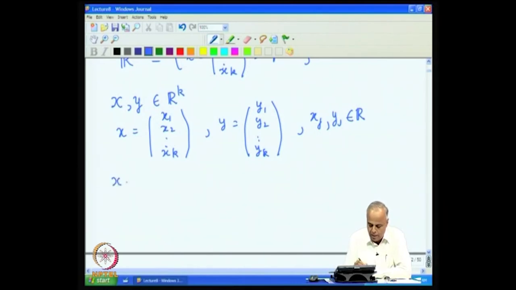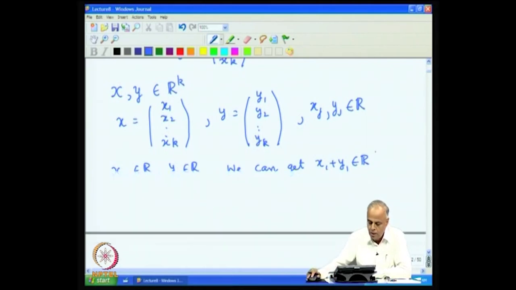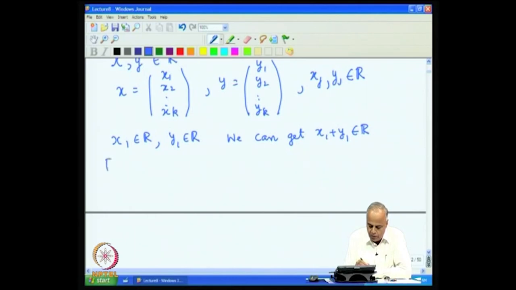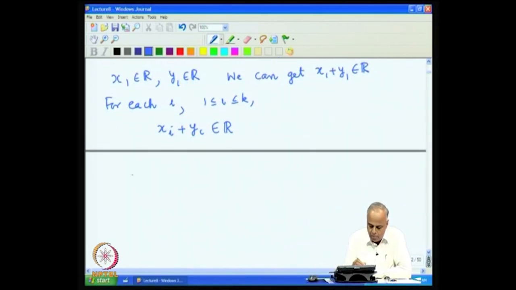Now, x1 is a real number and y1 is a real number. We know how to add real numbers, so we can get x1 plus y1, which is again a real number. Analogously, we can do this for every entry. So, for each i, 1 less than or equal to i less than or equal to k, xi plus yi is well defined, because xi is a real number, yi is a real number, and the sum of these two real numbers will again be a real number. Therefore, we have these k new real numbers, x1 plus y1, x2 plus y2, and so on, xk plus yk.